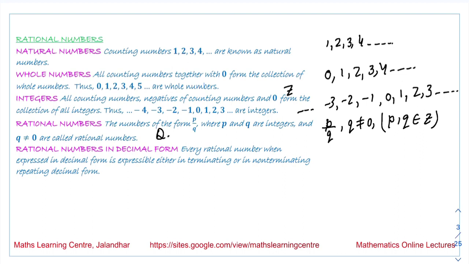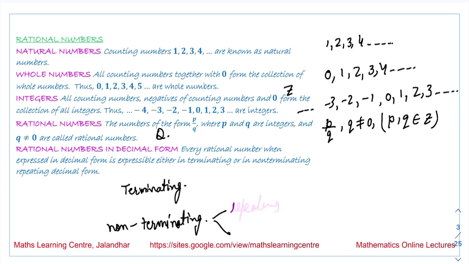Then we have studied the rational numbers have the decimal form. So in decimal form we are saying that decimal form can have two basic forms. One is the terminating decimals and one is non-terminating decimals. These non-terminating decimals can further have two classifications. It is non-terminating and repeating, and non-terminating and non-repeating.